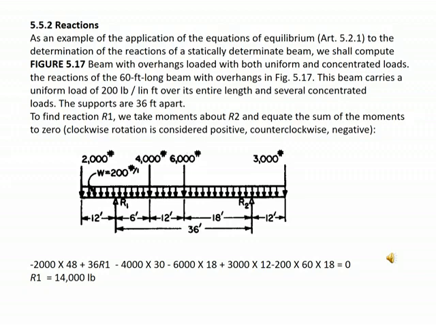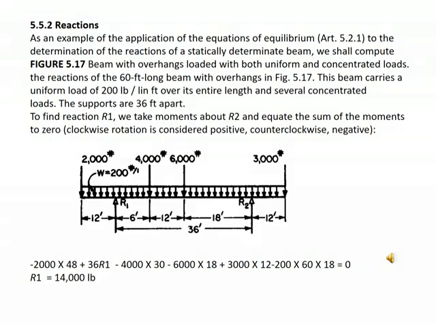That is 1 to 12, so minus 2,000 multiplied by 40 plus 36, minus 4,000 multiplied by 30, minus 6,000 multiplied by 18 plus 3,000 multiplied by 12, minus 2,200 multiplied by 60 multiplied by 18 equal to 0, R1 14,000 pound.